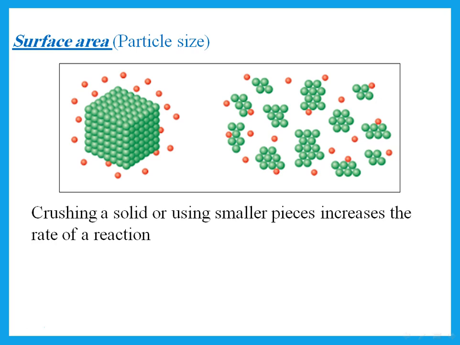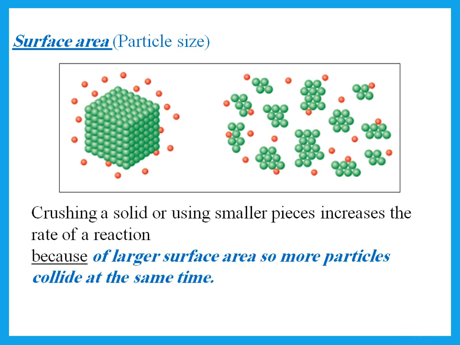Surface area. Now, surface area means the particles on the surface. So if I have a big piece of magnesium, for example, only the particles on the surface are reacting. But if I crush the solid or cut it into smaller pieces, then all these particles of all these surfaces will react. So we see that crushing the solid increases the rate because the smaller particles or the powdered solid has larger surface area, so more particles collide at the same time.